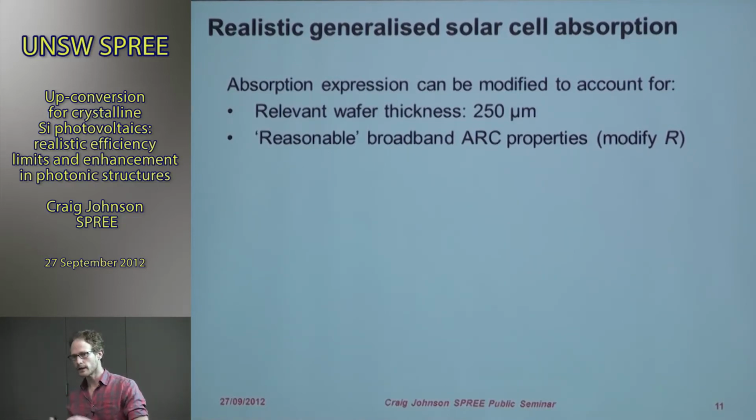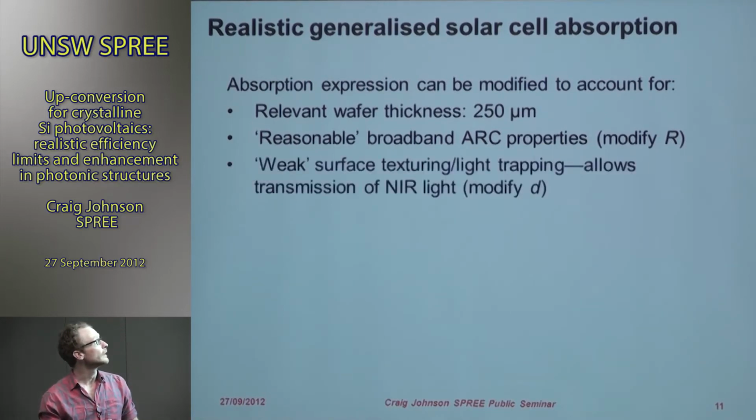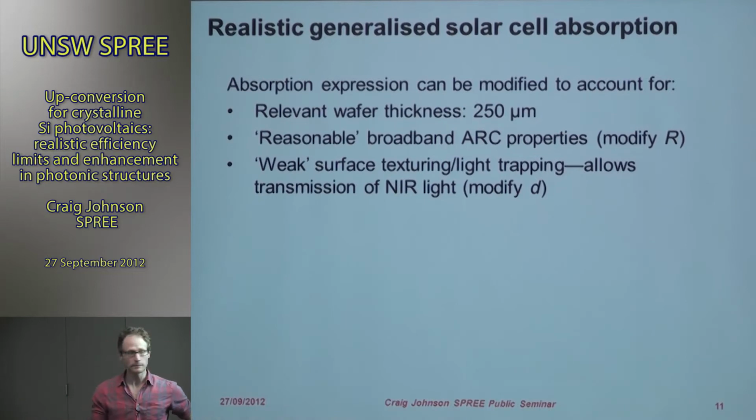So planar polysilicon is quite reflective, but we all know that we add an anti-reflection coating or do other things to reduce the reflectivity in a real solar cell. You can do that just by modifying the R. Third is surface texturing or light trapping. Now this, in some sense, modifies D, the effective thickness of the solar cell, by changing the optical path length, the average optical path length.